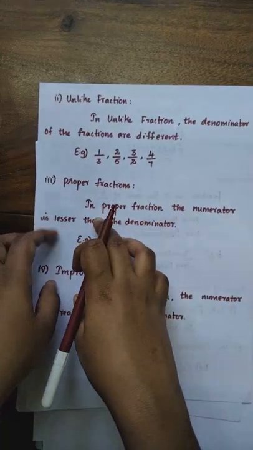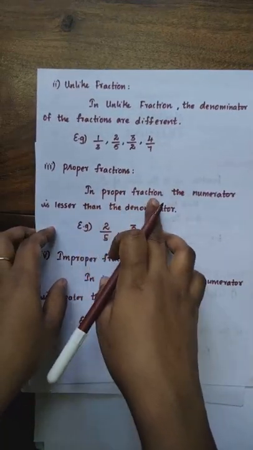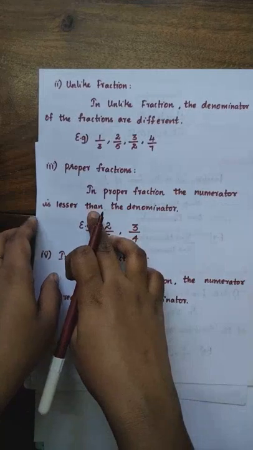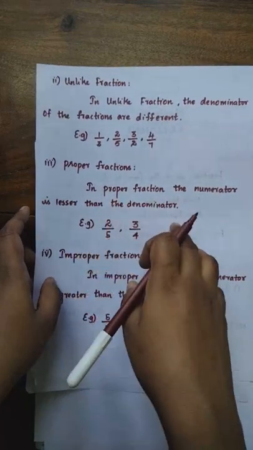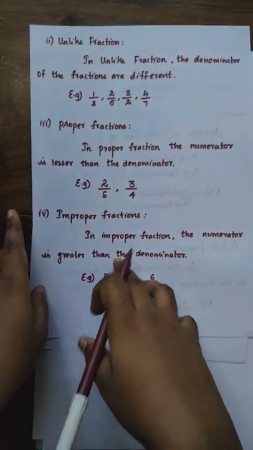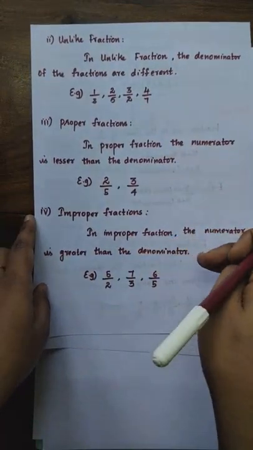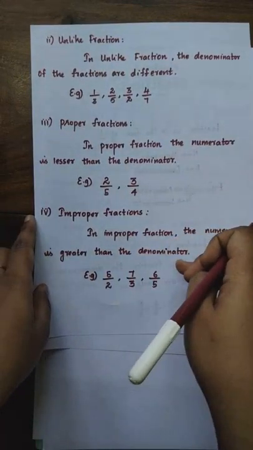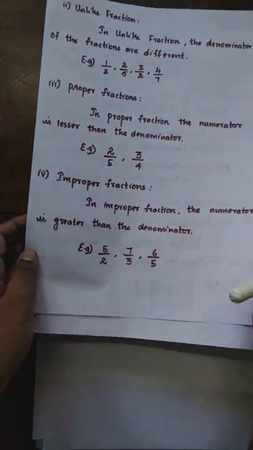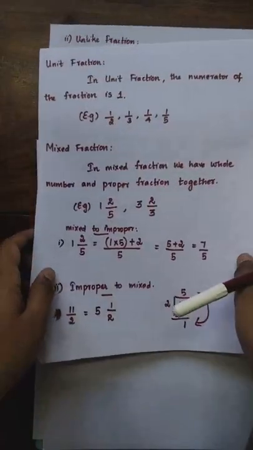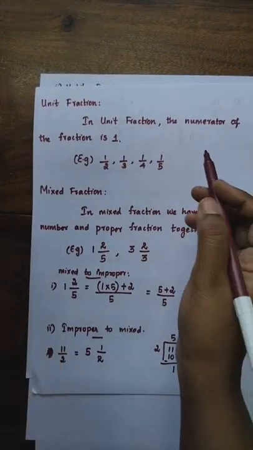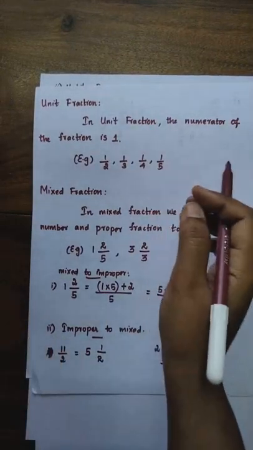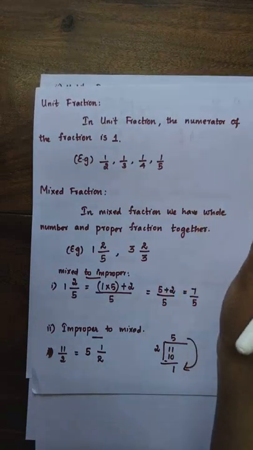Next one is proper fraction. What is proper fraction? In proper fraction, the numerator is lesser than the denominator. In improper fraction, the numerator is greater than the denominator. Here the numerator is greater than the denominator, that is improper fraction. Next one is a unit fraction. What is unit fraction? In unit fraction, the numerator of the fraction is 1. If the numerator is 1, it is called unit fraction.